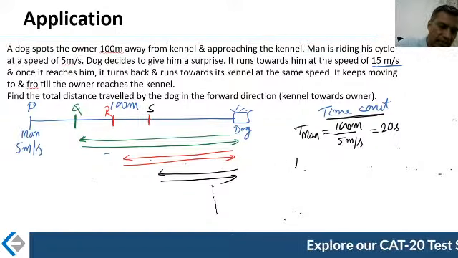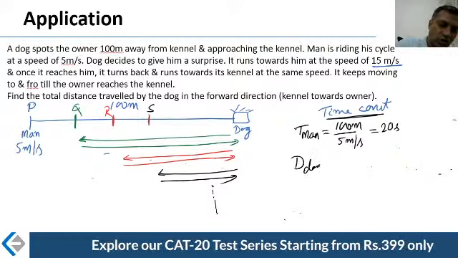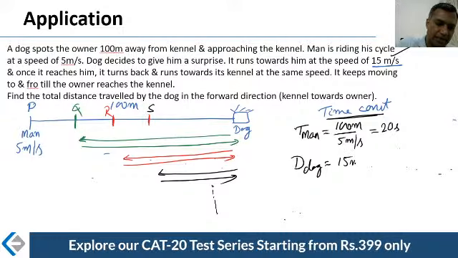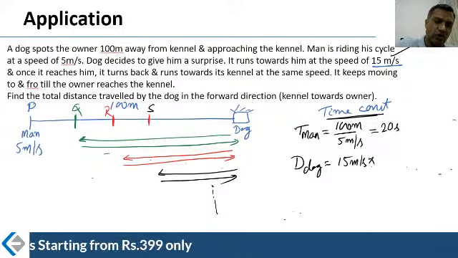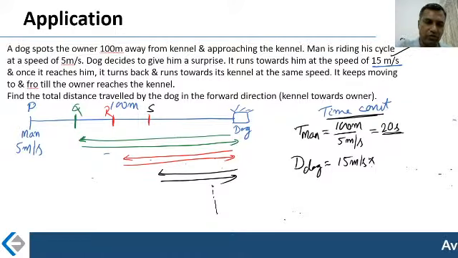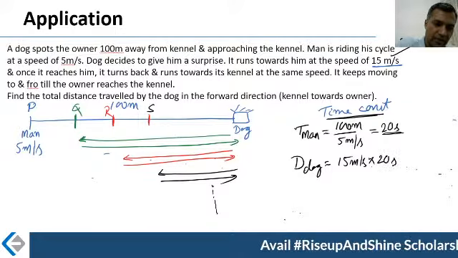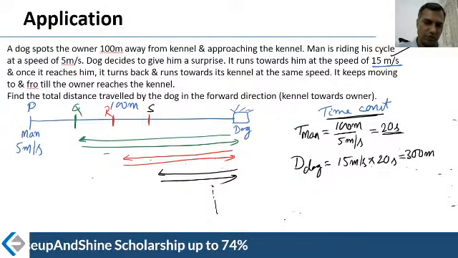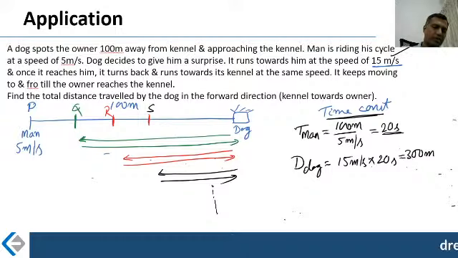Therefore, what is the total distance traveled by the dog? The total distance traveled by the dog is speed into time. What is the speed? The speed of the dog is 15 meters per second. What is the time taken by the dog? 20 seconds, because the dog was also active for 20 seconds. Therefore, the total distance traveled by the dog is 20 into 15, which is nothing but 300 meters. The dog has traveled a total distance of 300 meters.